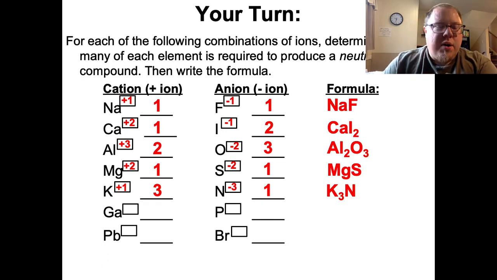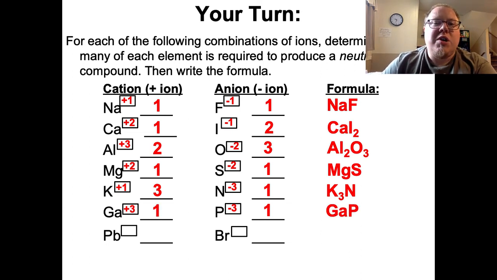Gallium, it's in the boron family, so it would be typically a +3. And phosphorus is in the nitrogen family, so -3. Right? Those are the same charge. So 1-to-1. So GaP would be the formula here.